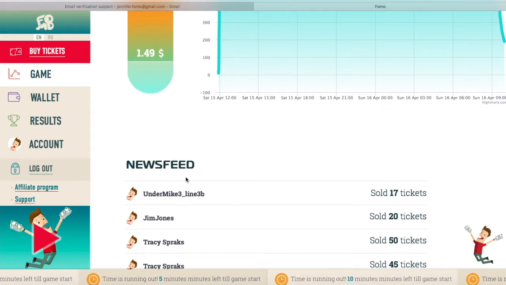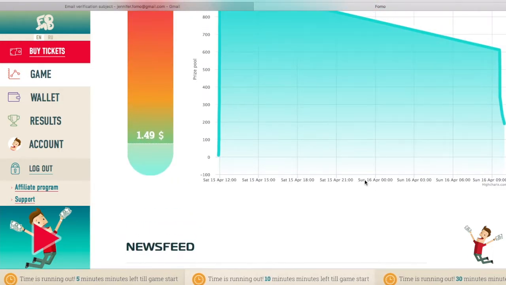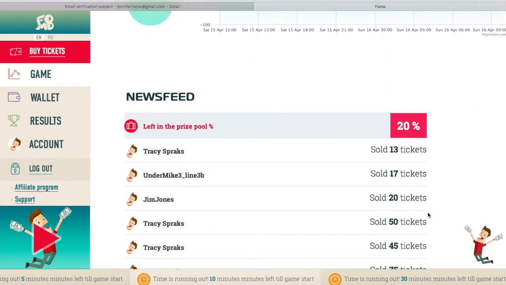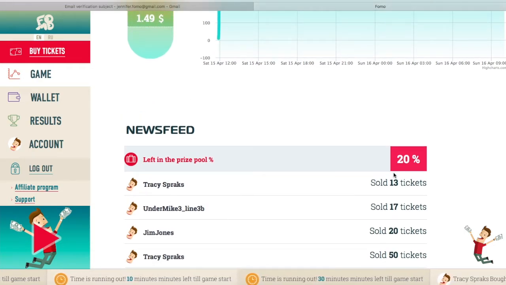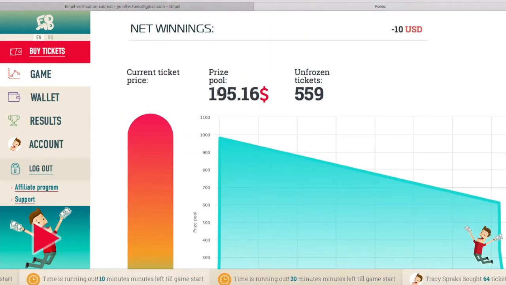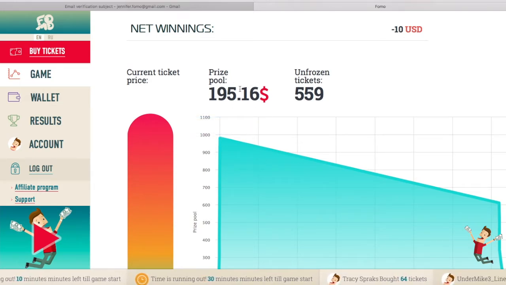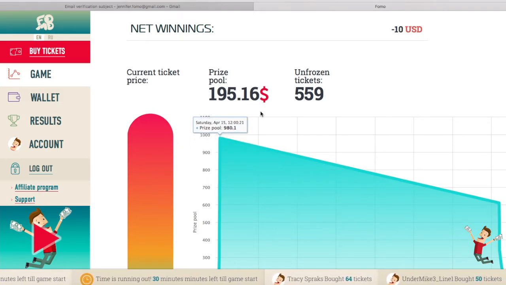So just right now, this participant sold 17 tickets. So it's the perfect time to take your money out. As you see here, a big drop, so everybody starts doing the thing. It just appeared that 20% is left in the price pool. So we have to be on time to sell our tickets before it gets to 10%. You have to monitor this, because when it gets to the number of 98, it will appear in here that $98 is the limit and the game stops, because it's 10% of the initial price.